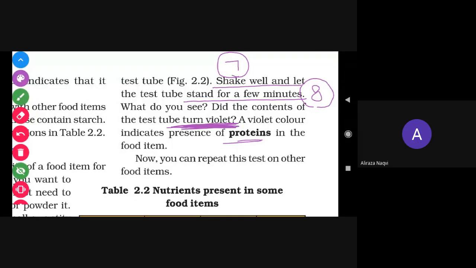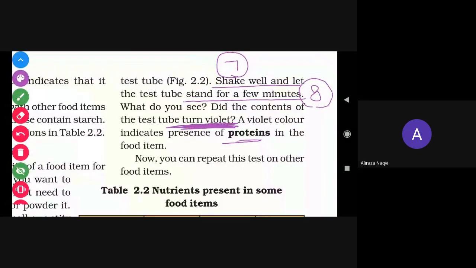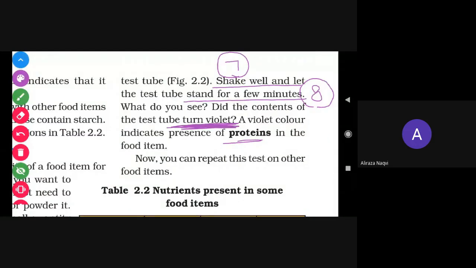And if the color is white in the solution, beta? Which solution, beta? Ma'am, I don't know the name. Copper sulfate and caustic soda. Okay, let me explain it to you once again.